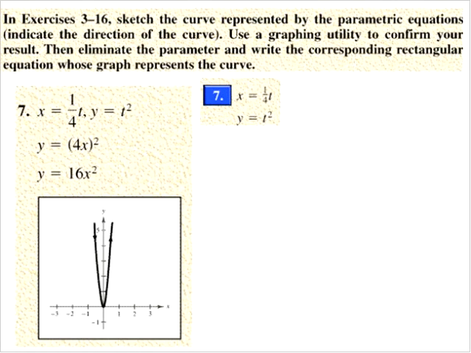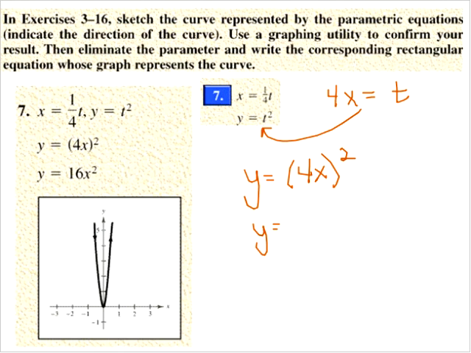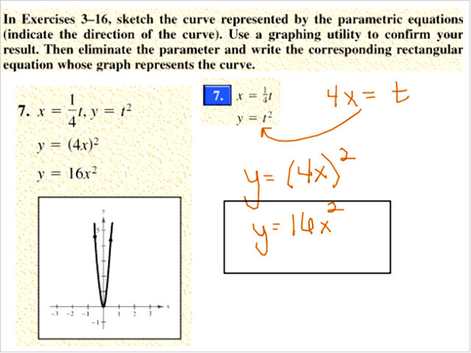Okay. So again, substitution is key here. I'm going to start by solving for t in my first equation and then using substitution. To get t by itself, you would have to multiply both sides by 4. And now let's substitute that in for t. So y equals 4x squared. To simplify that, 4 squared is 16, and then x squared is just x squared. So we can graph this equation as well. That is now in rectangular coordinates, because you're dealing with just your x and your y.